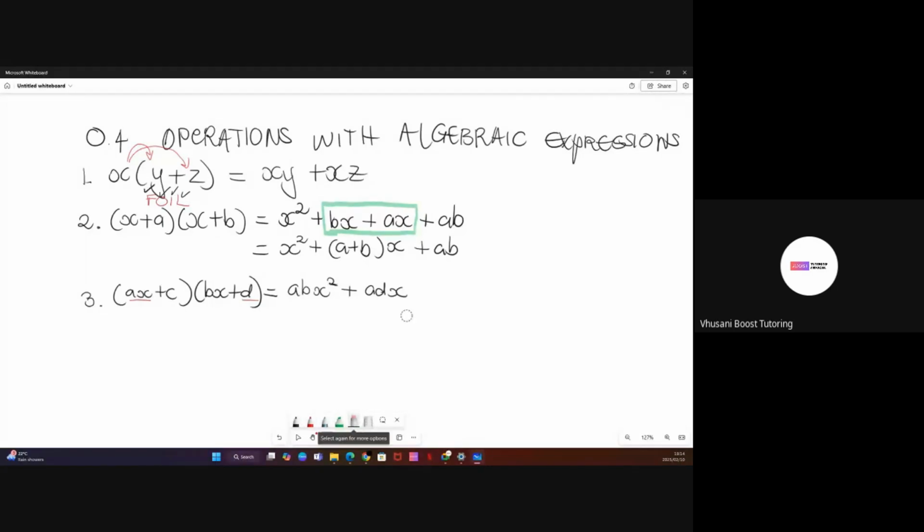And then we take the inner two. So the inner two is the c and the bx, right? And that will give us a bcx as well. And then the last two would be the c and the d. So that would leave us with the c times d. And then, of course, you can always just simplify the middle term, right?